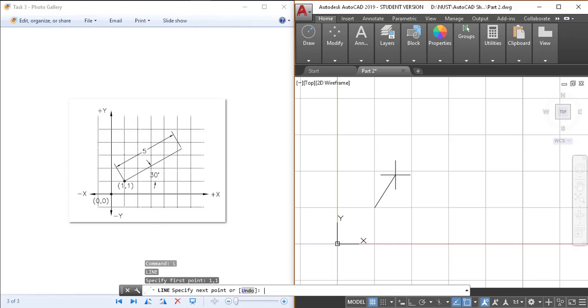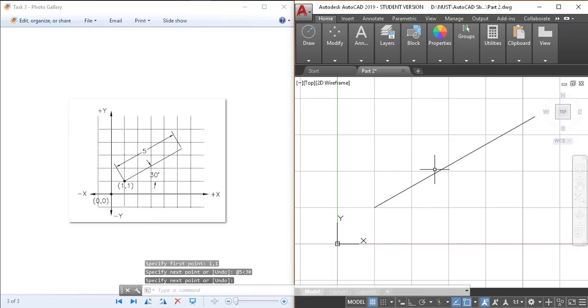Since we are doing this in relative coordinate system, we have to type @ first, and then type the length of the line followed by its angle. In order to give the angle value, first of all we have to type the less than sign and then give the value of angle, which is 30 degrees, and press enter.